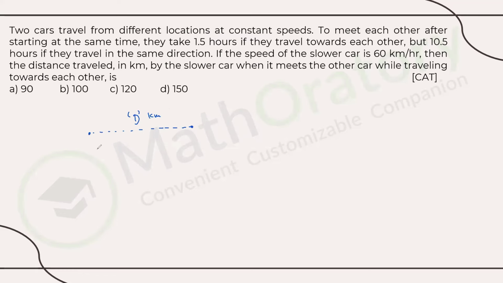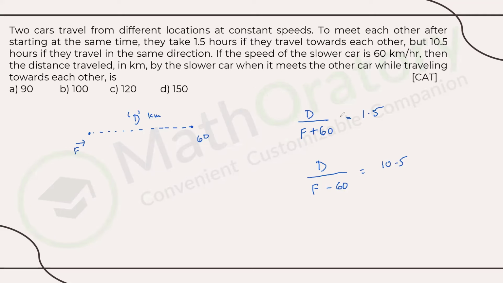And then we have the two speeds. Let's say the faster car has a speed of f km/h and the slower car speed is given to us, that is 60 km/h. It can move either in this direction or in this direction. I'm not plotting it as of now because in one piece of information we have opposite directions, and in another the same direction. So when it is in the opposite direction, it would be d upon f plus 60, that is 1.5 hours. And in the same direction, obviously the faster car will chase the slower car, so d upon f minus 60, that would be 10.5.